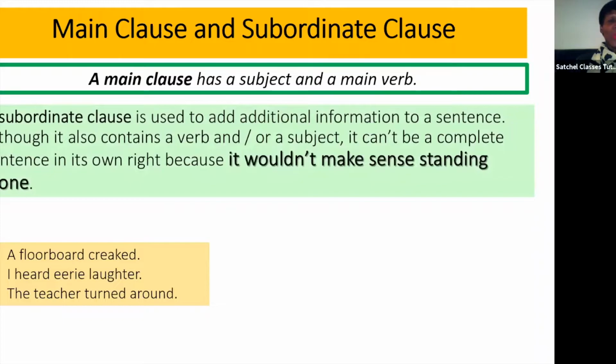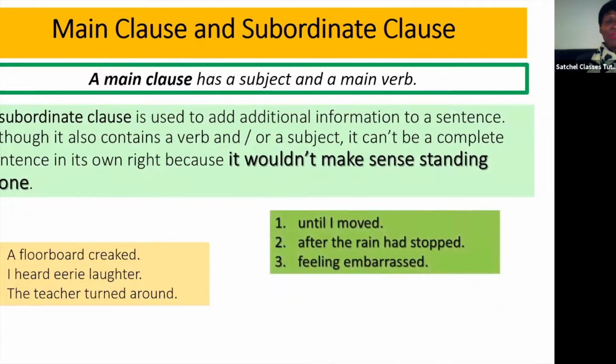However, a subordinate clause adds additional information to a sentence. So although it contains a verb and it may contain a subject, it cannot be a complete sentence on its own. It wouldn't make sense standing alone. So for example, until I moved, after the rain had stopped, and feeling embarrassed. However, if we connect the main clause and the subordinate clause, they make sense together. A floorboard creaked until I moved. I heard eerie laughter after the rain had stopped. The teacher turned around feeling embarrassed. And those are complex sentences.